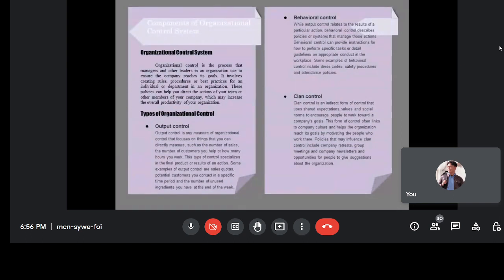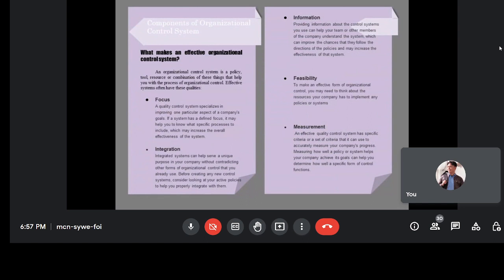Last but not the least is clan control. Clan control is an indirect form of control that uses shared expectations, values, and social norms to encourage people to work toward company goals. This form of control often links to company culture and helps the organization reach its goals by motivating the people who work there. Policies that may influence clan control include company retreats, group meetings, company newsletters, and opportunities for people to give suggestions about the organization.